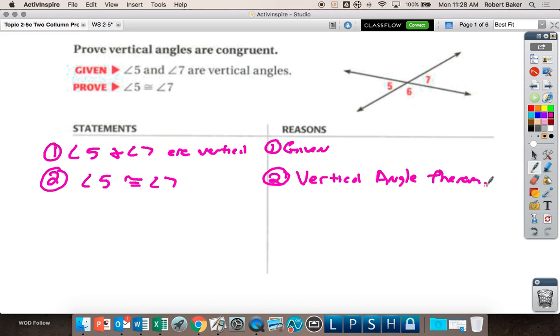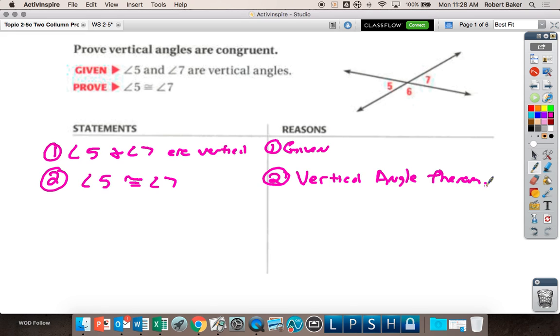The vertical angle theorem. Something is not true until we prove it's true. The angle addition postulate, you accept as true. We just proved that no matter what the angle is or what it looks like, if they're vertical angles, they are congruent. So we went through all that math for a reason.